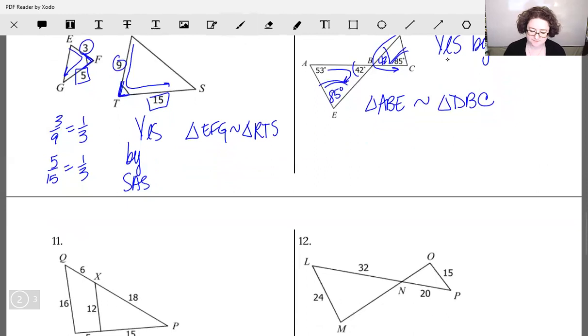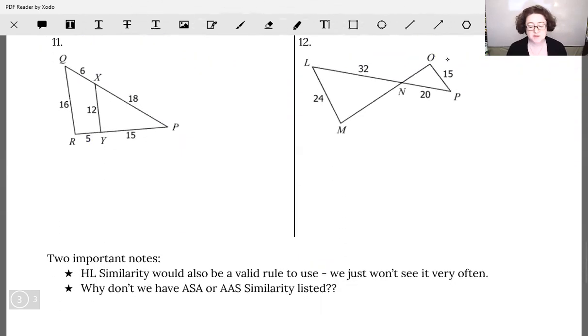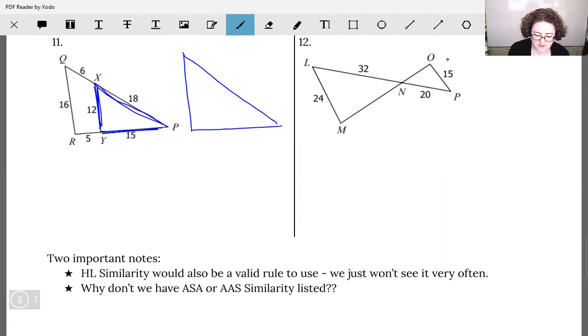Okay, let's try number 11. So number 11 is another one of these overlapping triangles. So let's draw our 2 separate triangles out. And actually, I'm not even going to bother with the small triangle because it's right there and labeled. But on my larger triangle, again, labeling my sides, I have R, I have Q, I have P. Both of my triangles have P, so I can actually use that angle.